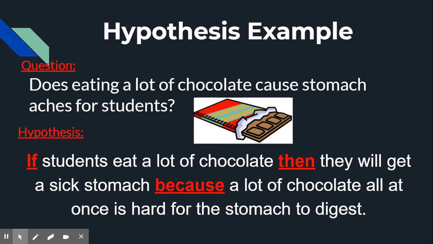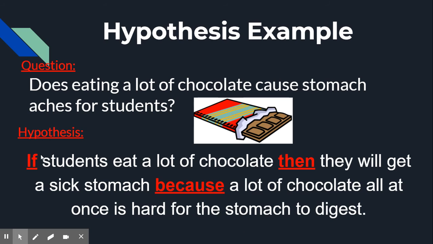All right, so here's an example of a hypothesis. My question here: does eating a lot of chocolate cause stomach aches for students? So we're going to write that with our if, then, and because format. So here's an example. If students eat a lot of chocolate, then they will get a sick stomach because a lot of chocolate all at once is hard for the stomach to digest, which is true. But we'd have to test in order to find that out if we weren't sure.